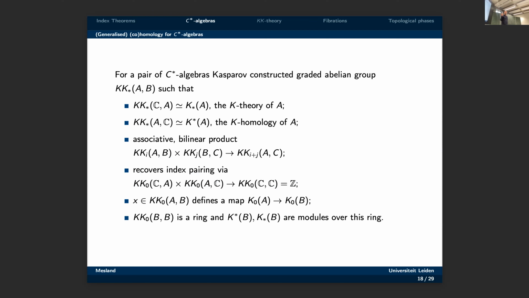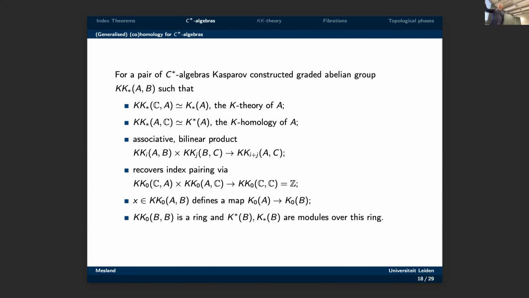So we have K-theory and K-homology, and this can be vastly generalized. I will not tell you the details of that, but you can actually define groups that take two C-star algebras as arguments, and this we should think then of as maps, generalized maps between two manifolds. And this was achieved by Kasparov in the late 70s and early 80s. So what he did was he takes two C-star algebras and constructs an abelian group. I'm not going to tell you how that works, but I can tell you the properties.